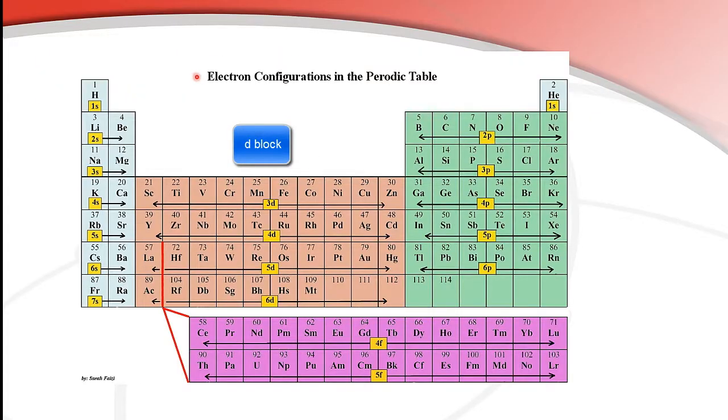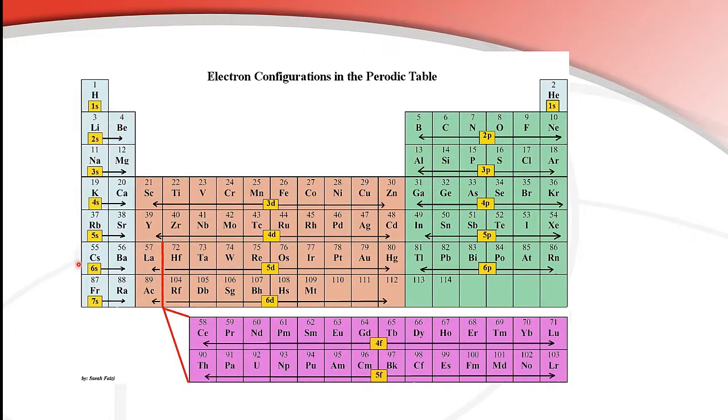Electron configurations in the periodic table. So this periodic table shows the sublevel that the elements have their valence electrons in. So we start off with hydrogen. It has 1 valence electron in the 1s subshell. Then on to helium. It has 2 valence electrons in the 1s sublevel. Then we go to lithium.